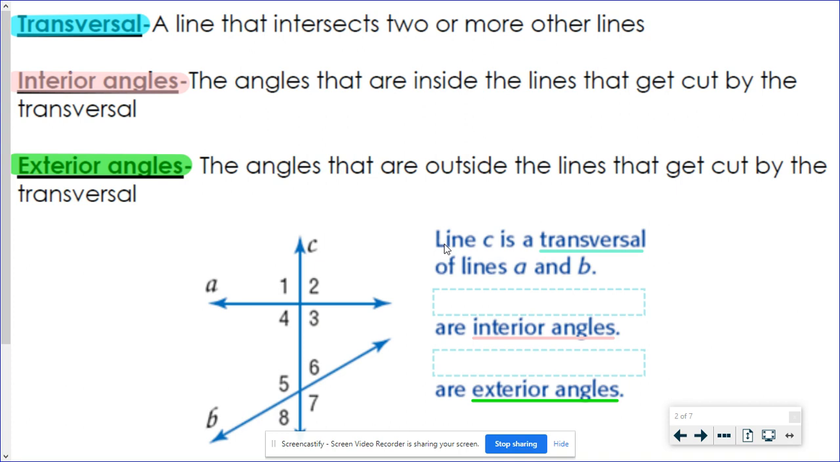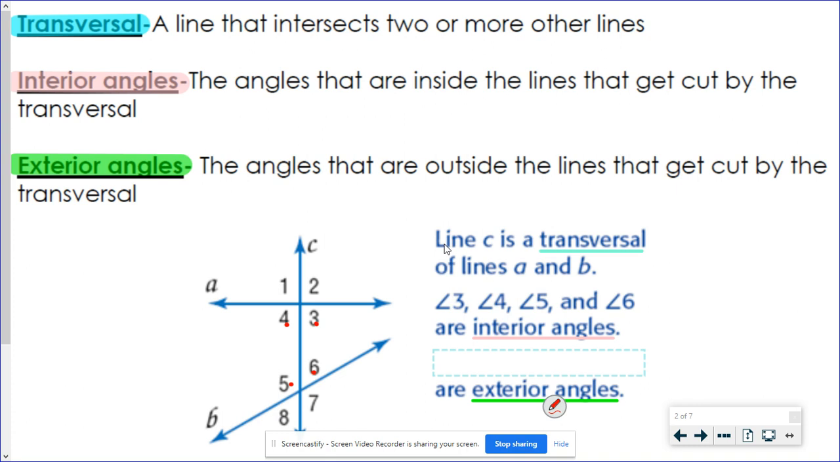Interior angles are just the angles that are on the inside of those lines that we're getting intersected. So lines A and B, I want the ones that are on the inside of those two lines, which would really be all of this stuff in between those two lines. The interior angles are going to be angles 3 and 4 and 5 and 6. These two angles and these two angles are in between lines A and B. Those are called interior angles.